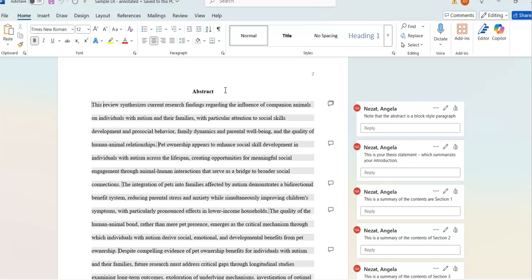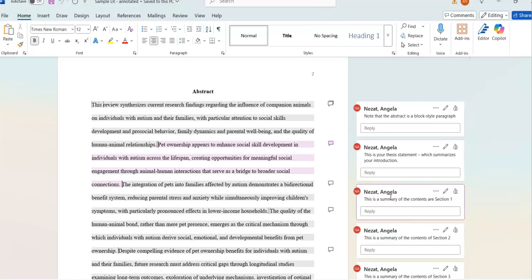For the introduction, you can just pull out your thesis or purpose statement. Note that the abstract is centered and bolded. Note that it's block style. Keep in mind that this is the one thing that's block style. And again, the first sentence can be your thesis statement, which basically summarizes your introduction.